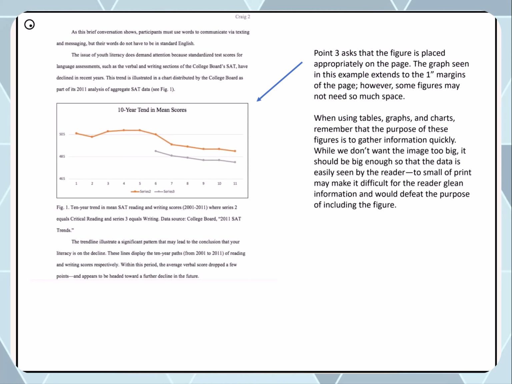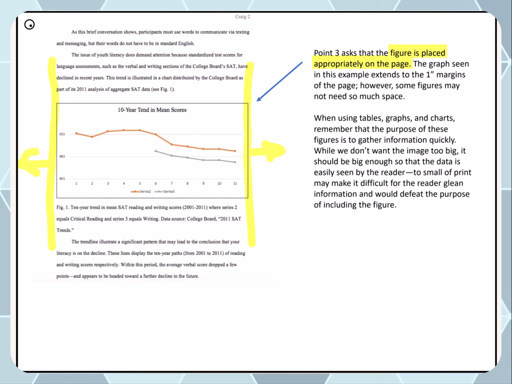So point 3 asks that the figure is placed appropriately on the page. So let's talk about what that means. Here, on this example, you can see that in MLA format we have 1-inch margins all around the paper, and that this figure lines up perfectly to the 1-inch margins. That works for this figure. It looks good. Other figures, let's say it's a picture, perhaps you don't need as much room. It could be a little bit smaller. What you don't want to do is go beyond your 1-inch margin. So don't make it go more to the right and more to the left than your writing is. It can go a little bit smaller, but generally speaking, I think we like to go right up to them.